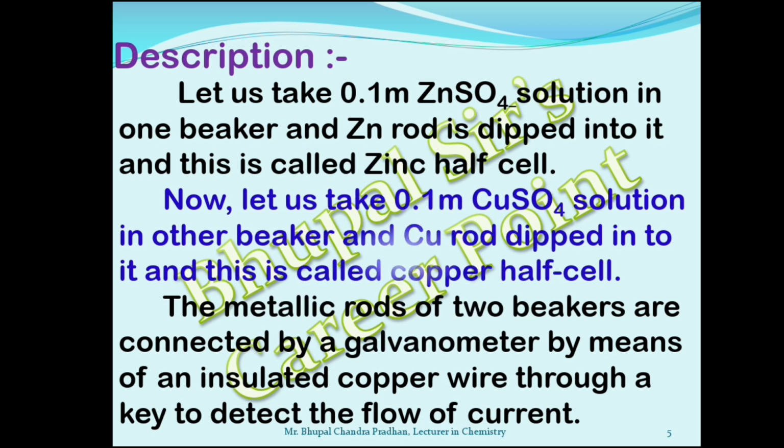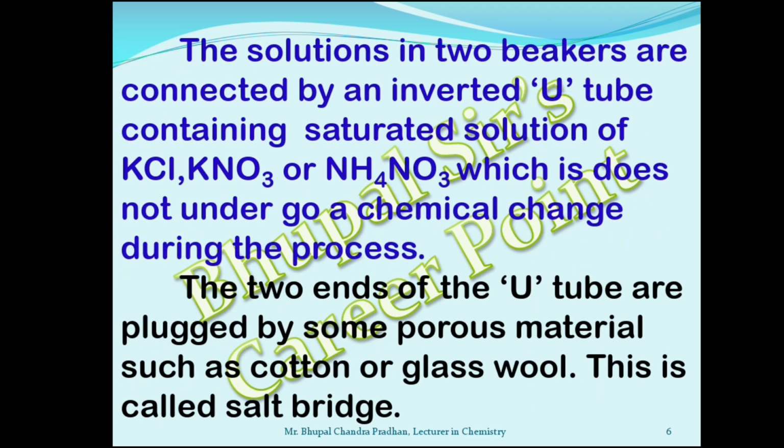Description: let us take 0.1 M zinc sulfate solution in one beaker and a zinc rod is dipped into it. This is called the zinc half cell. Now let us take 0.1 M copper sulfate solution in another beaker and a copper rod is dipped into it, and this is called the copper half cell. The metallic rods of the two beakers are connected by a galvanometer by means of an insulated copper wire through a key to detect the flow of current. The solutions in the two beakers are connected by an inverted U tube containing a saturated solution of potassium chloride, potassium nitrate or ammonium nitrate, which does not undergo a chemical change during the progress.